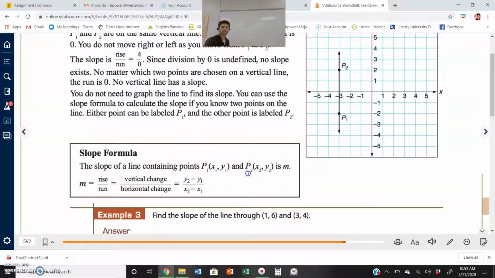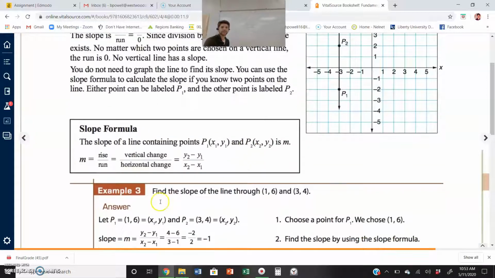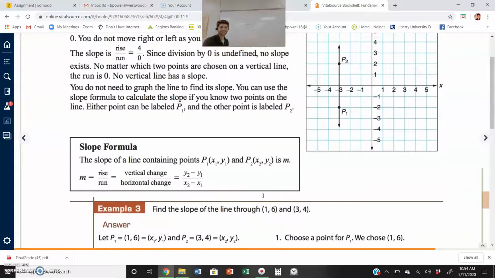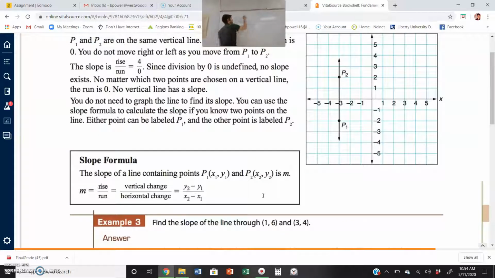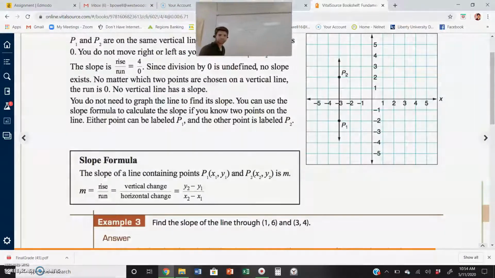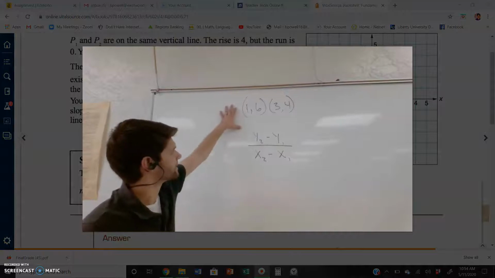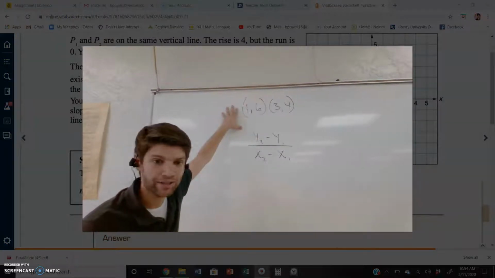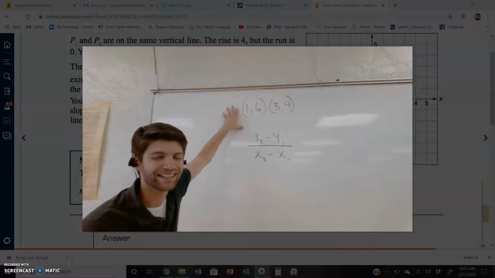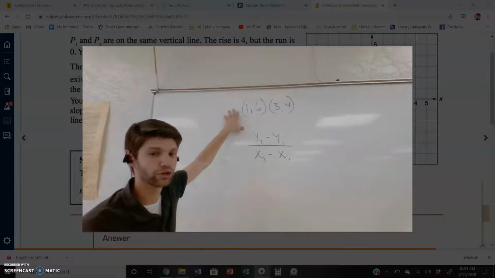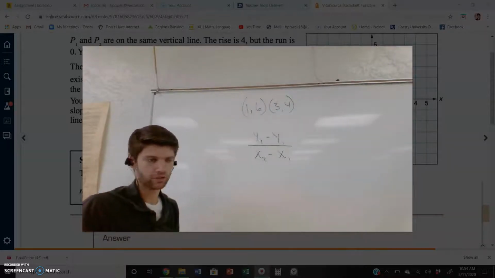Well, let's look at the example. It says, find the slope of the line through point 1, 6, and 3, 4. So I have my point 1, 6, and my point 3, 4. Now, what you have to do is say which one is point 1 and point 2, and honestly, it does not matter. You're going to get the same exact answer. You just have to designate which one is which.